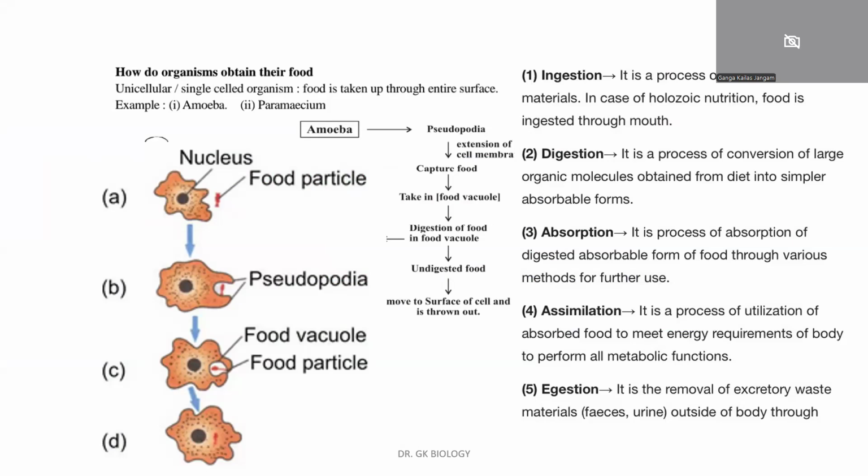So, how do organisms obtain their food? In heterotrophs, even the unicellular single-celled organisms, the food is taken up through the entire surface area. Examples: amoeba and paramecium. Whenever you study the holozoic mode of nutrition, we have to learn it in five steps which I included here: ingestion, digestion, absorption, assimilation, egestion. Just think about these five steps.